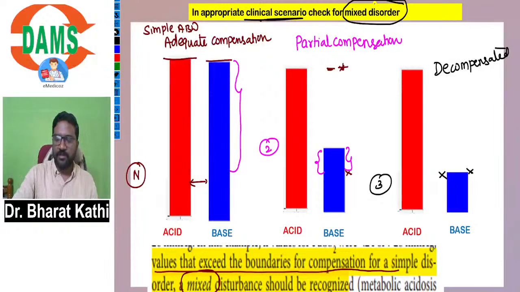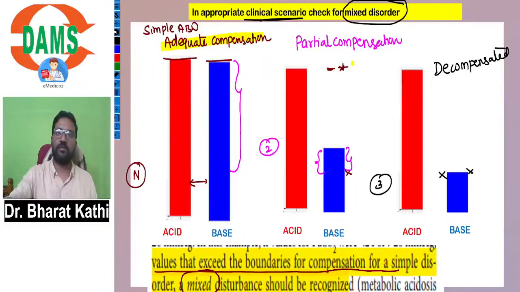So once again, in very simple words. If acid has increased to this level, base also should come to this level. But if there is a scenario where there is acid but base has not increased to the expected level, it started to increase, so it is called partial compensation. If base did not increase at all, it is called decompensation. But the body will always try to fight and do adequate compensation.